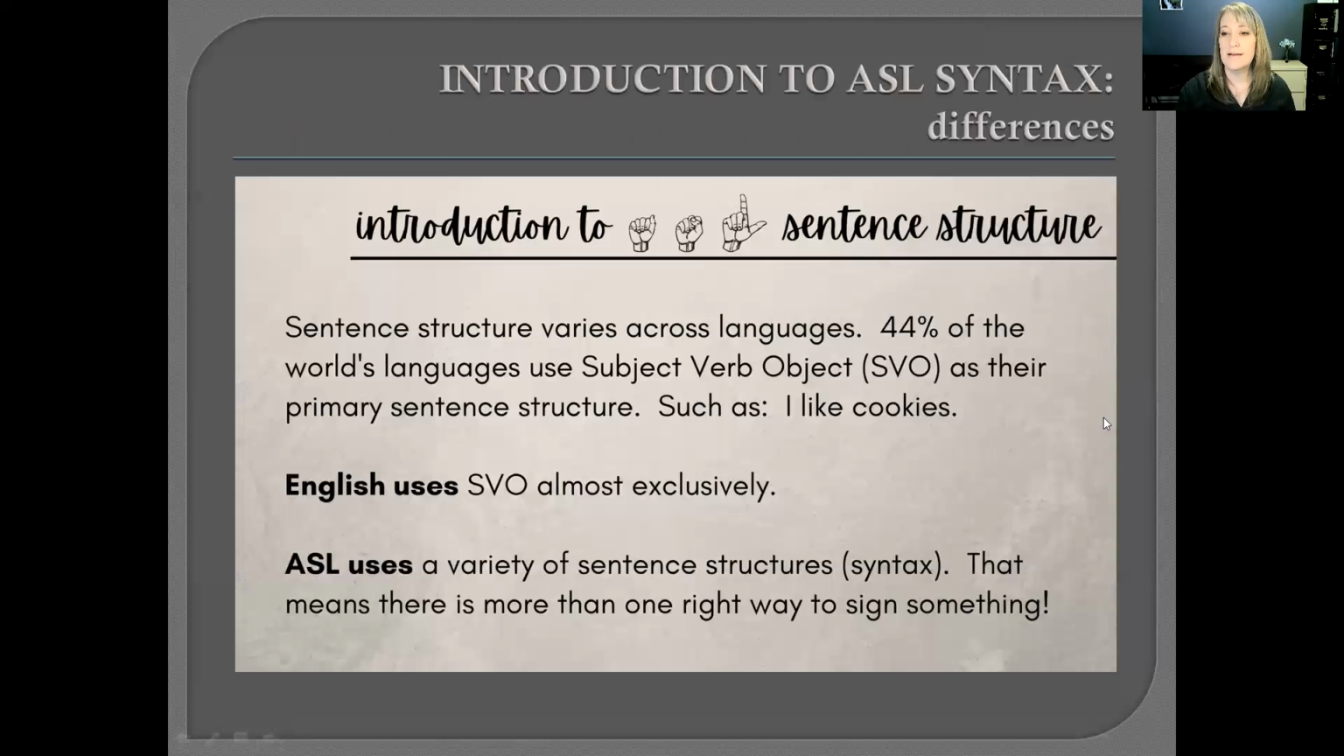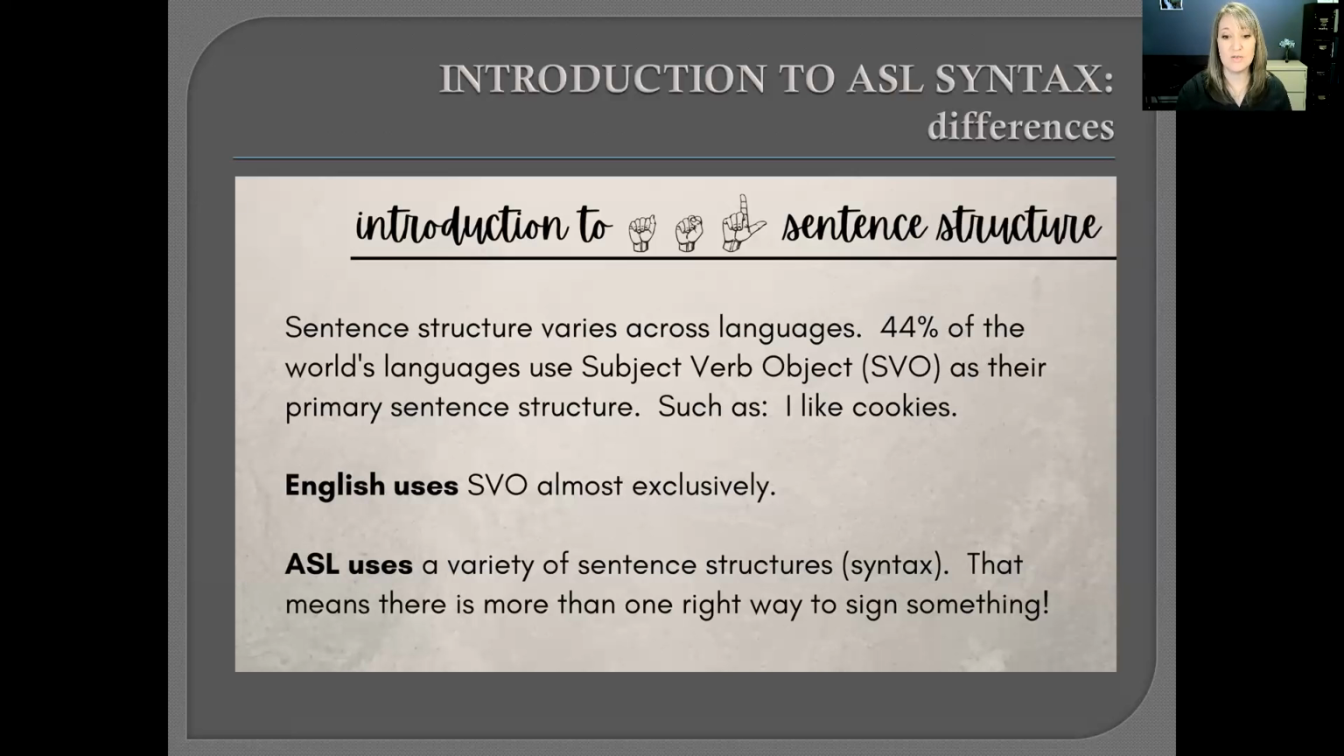So there are a few differences in syntax across the world. Sentence structure varies across languages. 44% of the world's languages use subject, verb, object, sometimes called SVO, as their primary sentence structure. For example, I like cookies. I is the subject, like is the verb, the cookies are the object. Less than half of the world's languages use that sentence structure, but English is one of them. English uses SVO almost exclusively. When we say anything, that's basically how we say it.